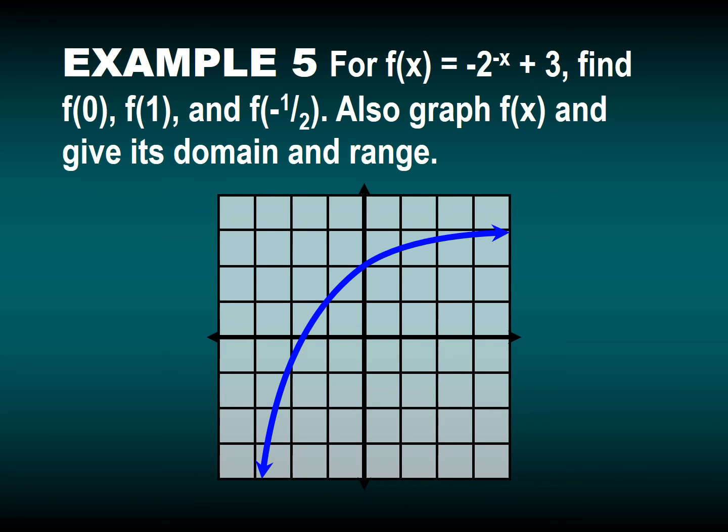Notice how this also changed. It used to be, here is your point, but because we had this plus 3, it went up 3. 1, 2, 3. So it translated our graph up 3.